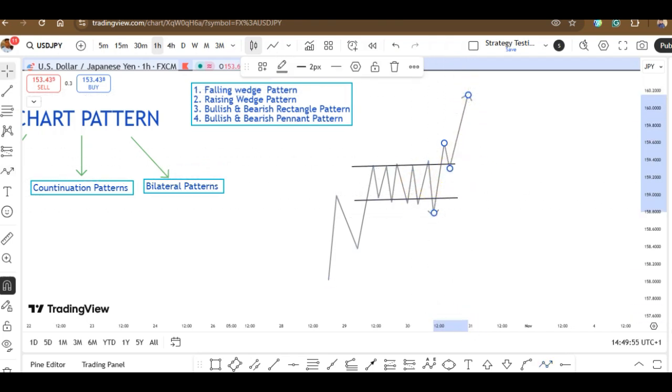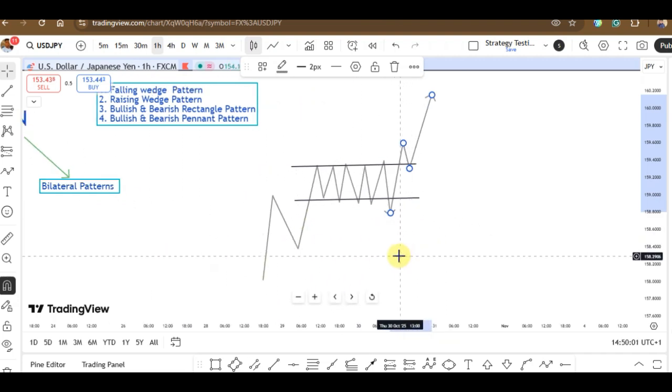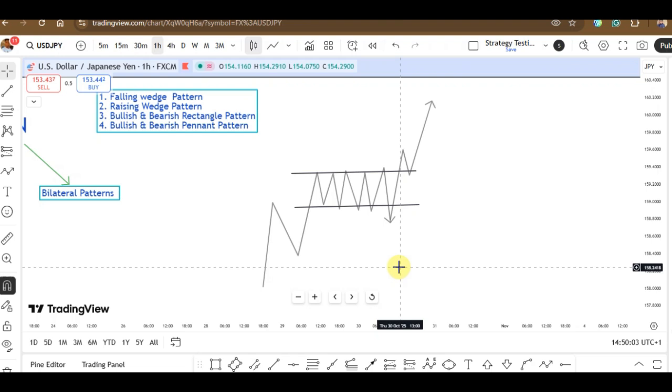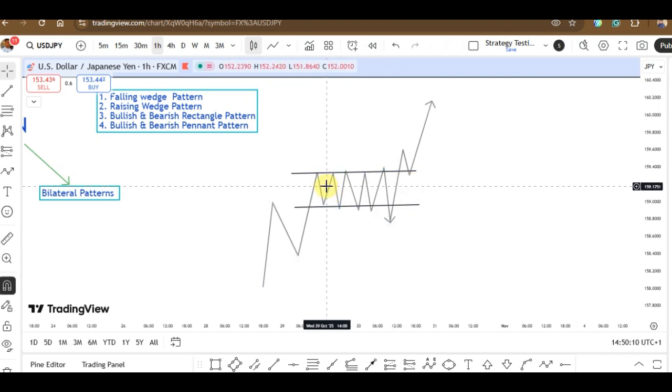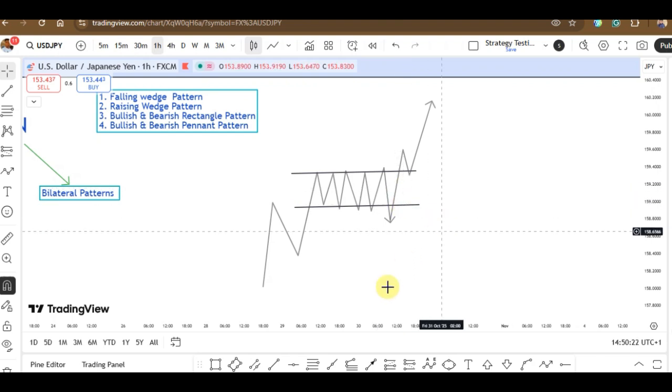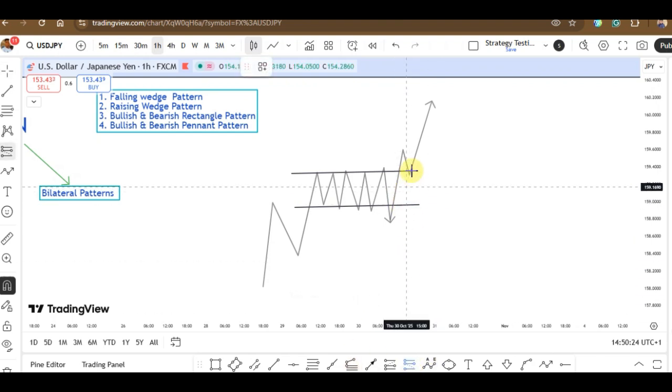So how do you get your target here? Now, the formula to trade this one is different from how I explained the flag, the falling wedge and the rising wedge. This one, the consolidation is what you're going to use as your target. For every pip accumulated during the consolidation phase, we also expect the same pips to be accumulated at the breakout of that consolidation. So what do I mean by that?